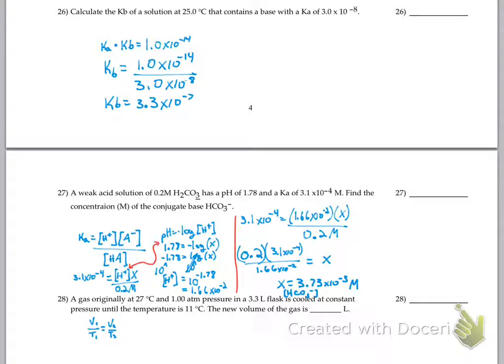Here is Charles' law. V1 over T1 equals V2 over T2. And we're going to solve for V2. So we make sure we convert our temperatures into kelvins, 284 and 300 respectively. And we punch it in our calculator. Now we have, there we go, now we're done.